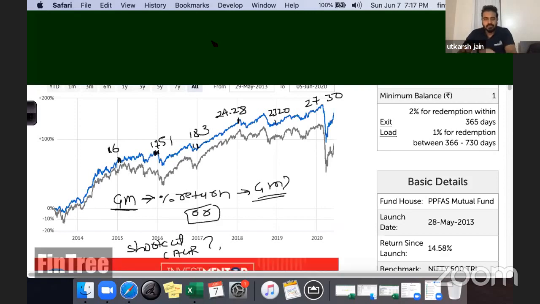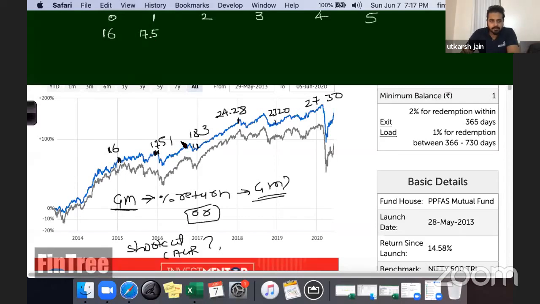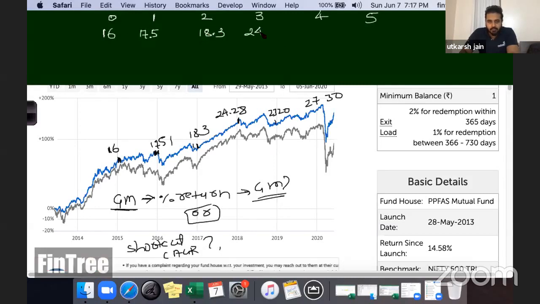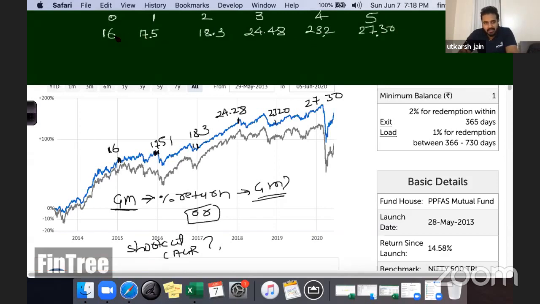So what's happening to our data here? In terms of timeline, we have time 0, 1, 2, 3, 4, 5. Your starting point is 16. So let's say that's time 0. Then next year, your investment becomes 17.5. Then a year after that, your investment becomes 18.3. Year after that, your investment becomes 24.28. Year after that, your investment is 23.2. So you have a little bit of loss in this year. It seems like the prices dipped, but then there's a crazy jump in the final year and you reach 27.3. So technically your 16 has become 27 in this 5-year window.